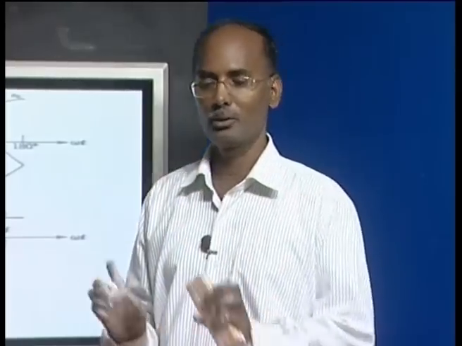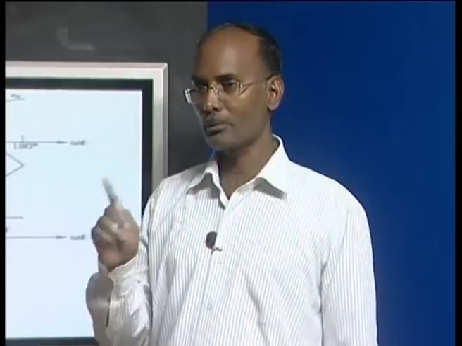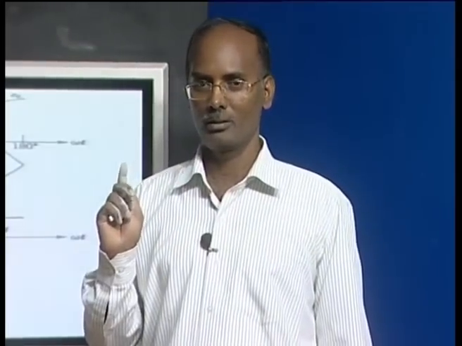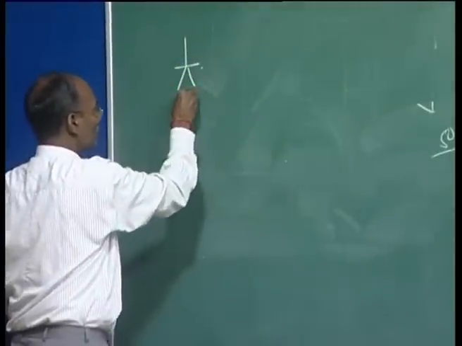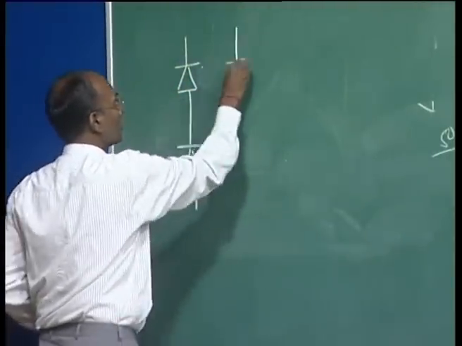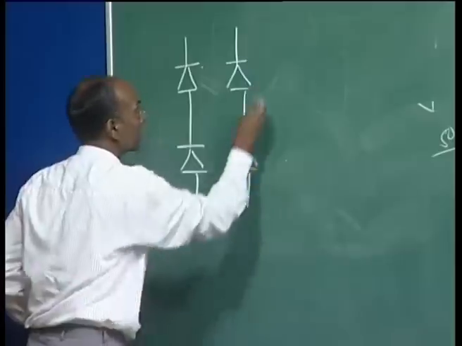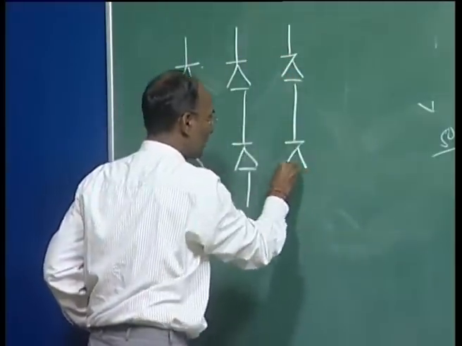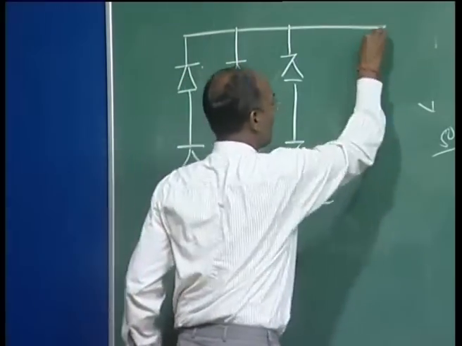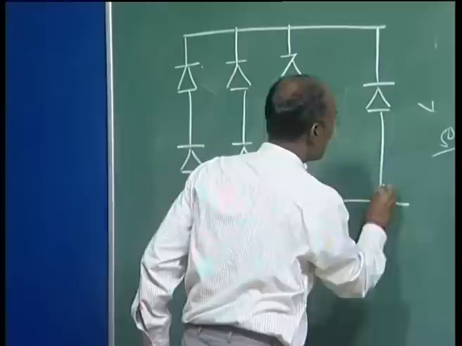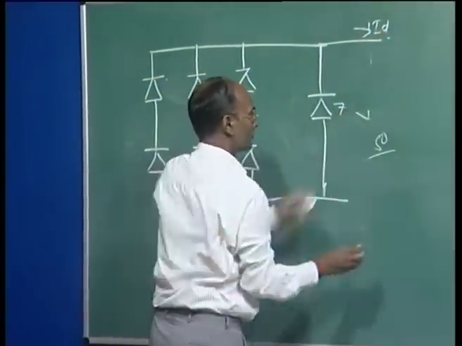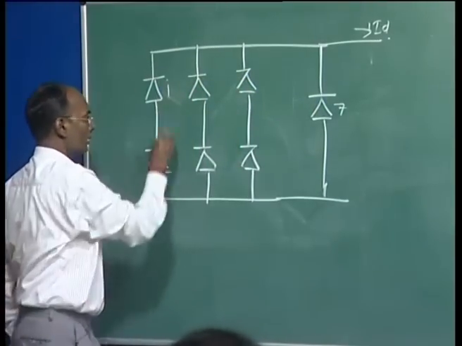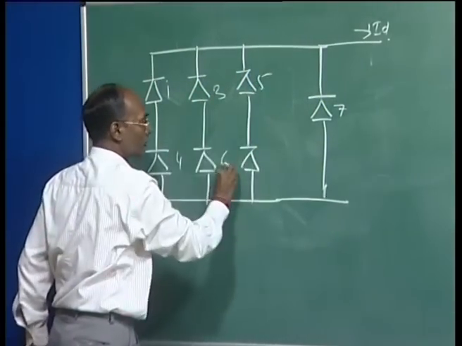Now we have decided to bypass it, means we want to take it out. So what happened, we have to give the firing pulse to valve 7. To understand, this is your 6 pulse bridge converter. Here we are using this valve, and this is your ID, this is your 7, this 1 4 3 5 6 2.